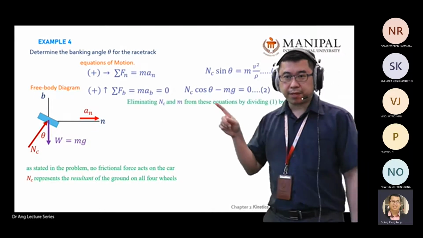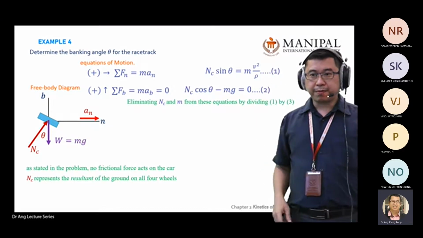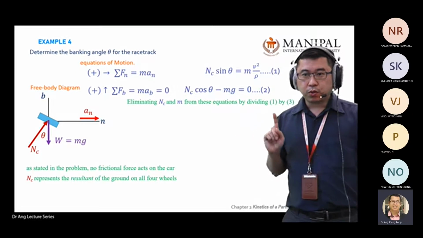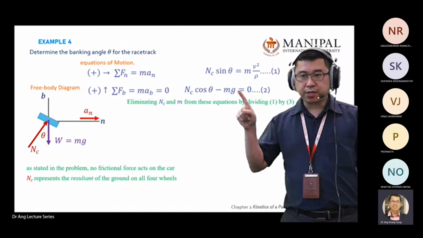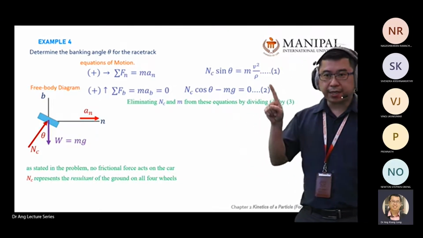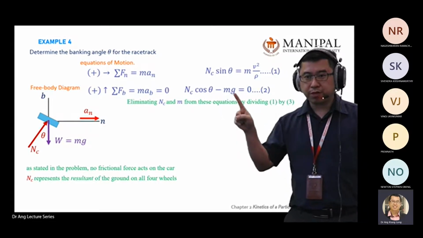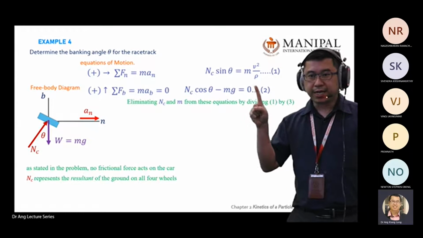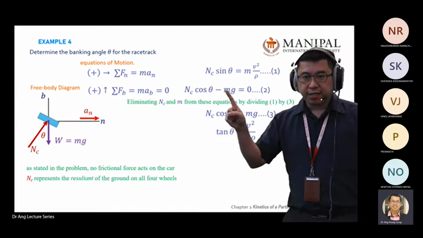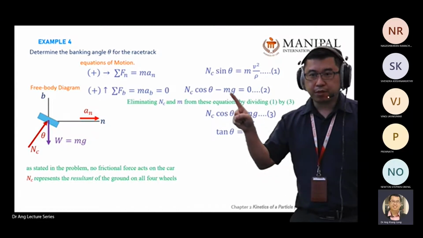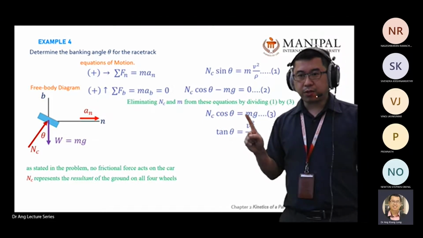So you just eliminate these two by solving these two equations, meaning you rewrite and rearrange this equation so that it has the same pattern as equation 1. Equation 2, you rewrite: you move your mg to the right hand side. Sorry, too fast. You move the minus mg to the right hand side, and you get NC cos theta equal to mg.